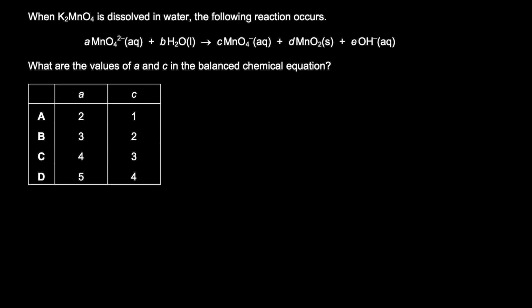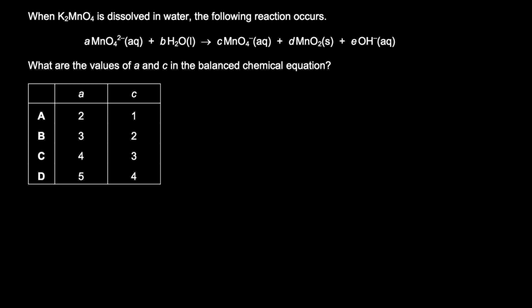The next question says, when K2MnO4 is dissolved in water, the following reaction occurs. What are the values of A and C in the balanced chemical equation? Now in this reaction, we have to balance this using changes in oxidation number again. The oxidation numbers of oxygen and hydrogen aren't changing. Oxygen is -2 throughout and hydrogen is +1 throughout. So it's only the manganese that's changing.